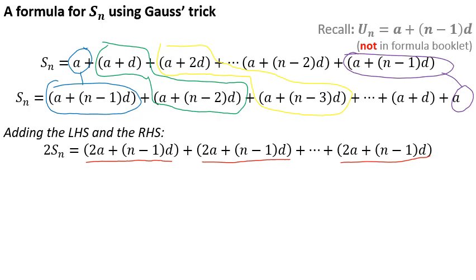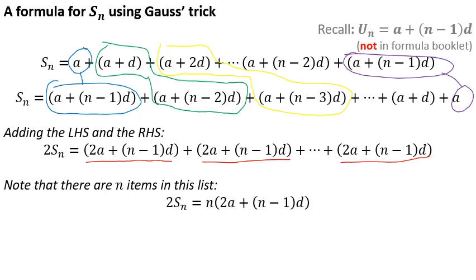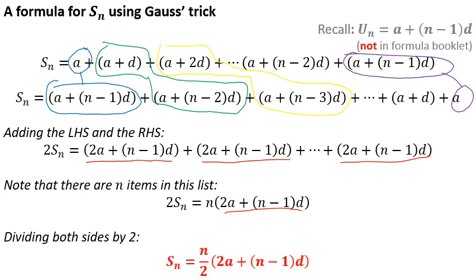And of course that is just the same as the number of terms, n. So if there are n items in the list, we multiply by n. Instead of writing out n copies of the same algebraic expression, we just say that algebraic expression multiplied by n, because that's how many we have. And all we need to do now to find Sn itself is divide by 2. n over 2 times (2a plus (n minus 1)d).